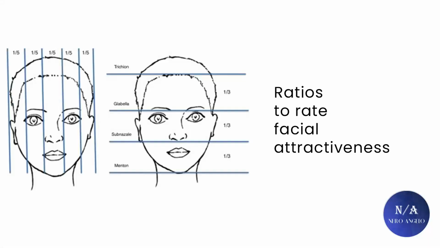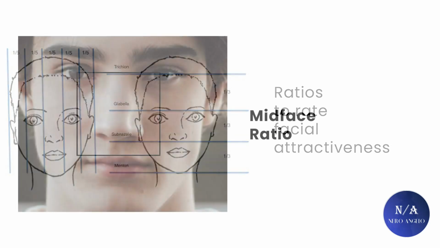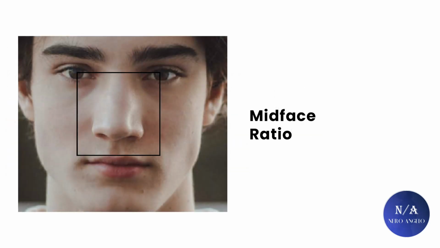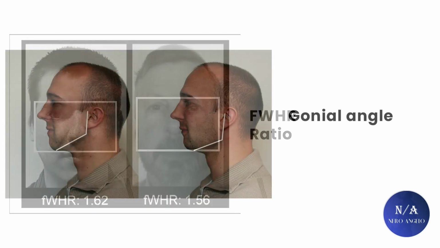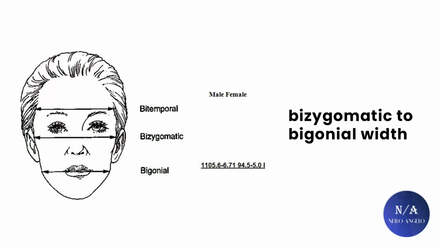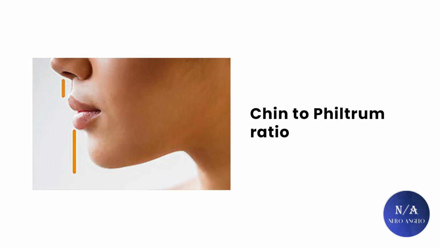There are many ratios that, when measured, help us determine a man or woman's facial attractiveness. I have covered many on my channel. Like for example, the mid-face ratio, which determines how compact your features are, the facial width to height ratio, which is self-explanatory, gonial angle, bizygomatic to bigonial width, chin to philtrum ratio, and many more.